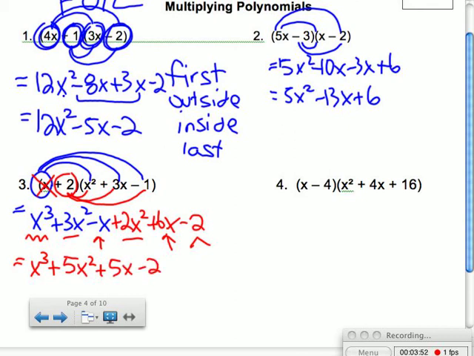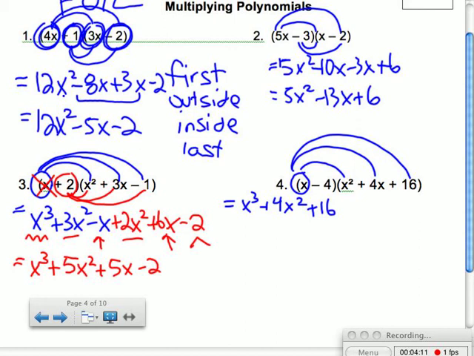Same idea with 4. So what we're going to do first is x times x squared, so x cubed, plus 4x squared, plus 16x, and then this negative 4. So minus 4x squared, minus 16x, minus 64. 4 times 16.